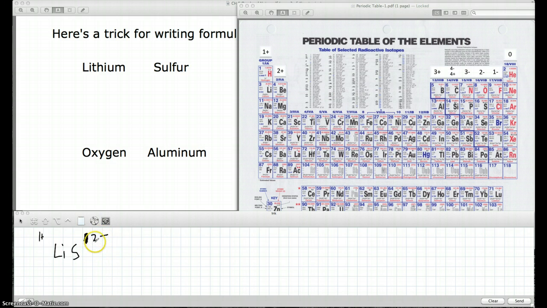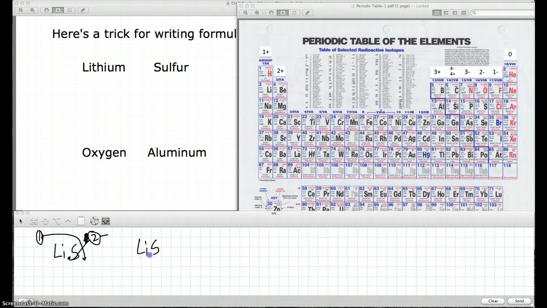What I do is something called the switch trick. The number from the sulfur becomes the little number after the lithium. The number from the lithium becomes the little number after the sulfur. So I take just the number, not the charge, and it goes down here. I take the number, not the charge, just the number, and it goes down over here. See how they kind of switch? That's why I call it the switch trick. So the formula for lithium and sulfur together will be Li and S.